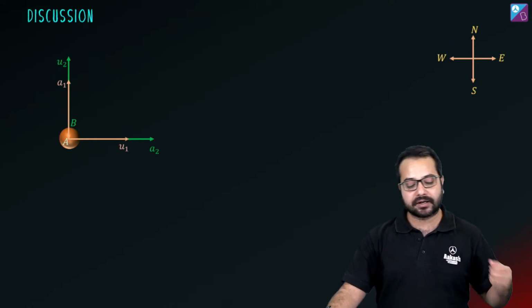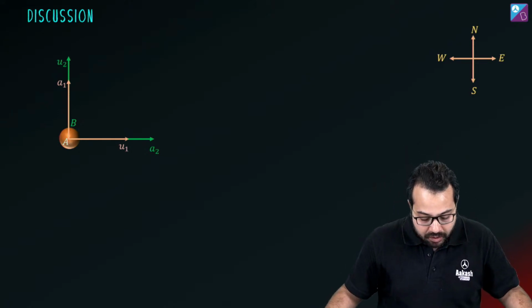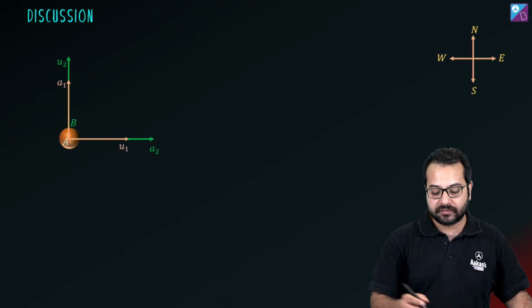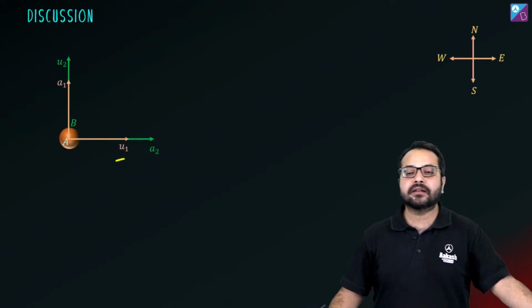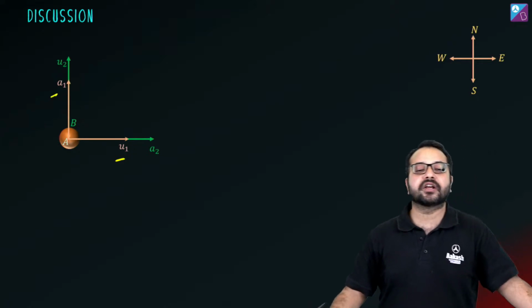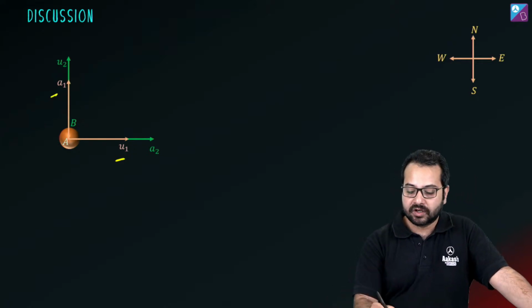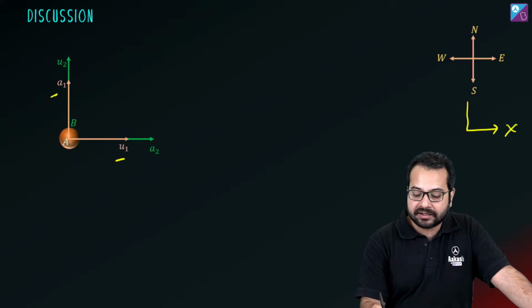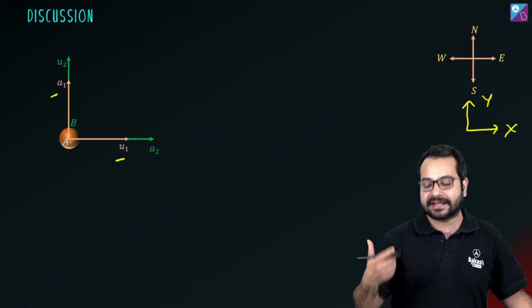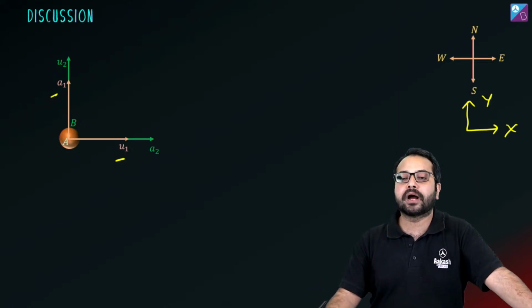So let's try to understand what is going to happen. First I want you to look at the motion of A. Now it has a velocity in the east direction and it has an acceleration in the north direction. So for simplicity, I am taking the east direction as the x-axis and the north direction as the y-axis.